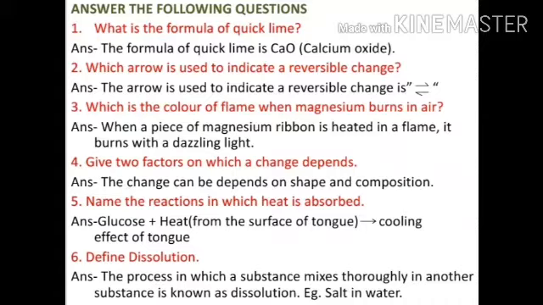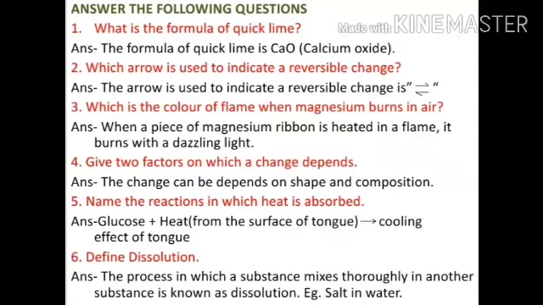Number 3, what is the color of flame when magnesium burns in air? The answer is, when a piece of magnesium ribbon is heated in a flame, it burns with a dazzling light. Number 4, give two factors on which a change depends. The answer is, the change depends on shape and composition.